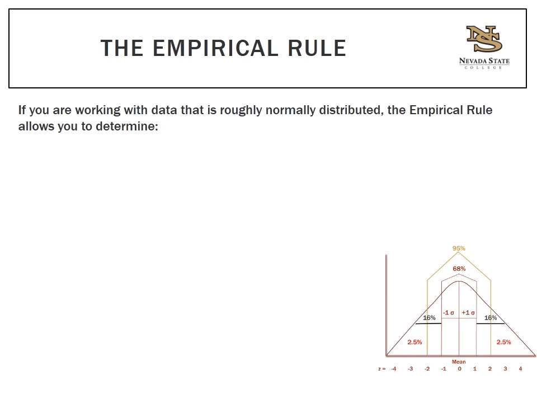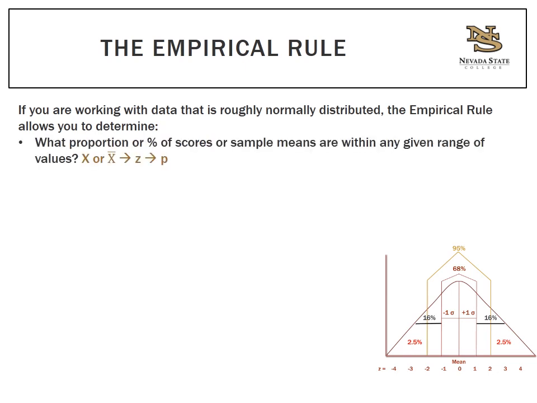But for our purposes, we're assuming normality, so don't worry about situations that I would throw at you where this wouldn't work, because it's always going to work for us. So with the empirical rule, you can determine what proportion or percentage of scores or sample means are within any given range of values without the raw data. All you need to be able to do is convert that score or sample mean into a z-score. So you need to know the population mean and the standard deviation, and then you would convert that z-score into the proportion or percentage. So the z-score is really like the bridge between raw values and proportions and percentages.